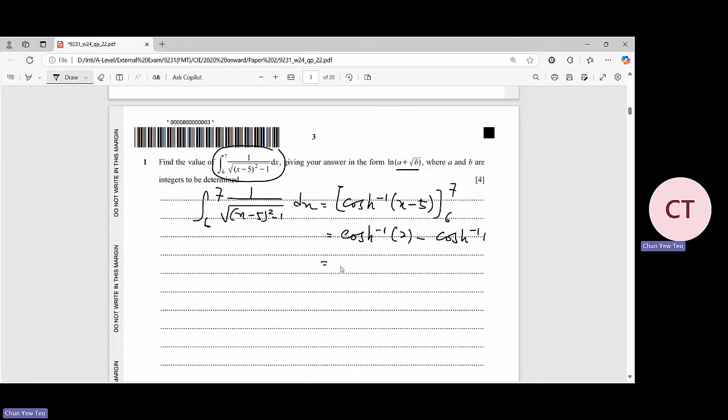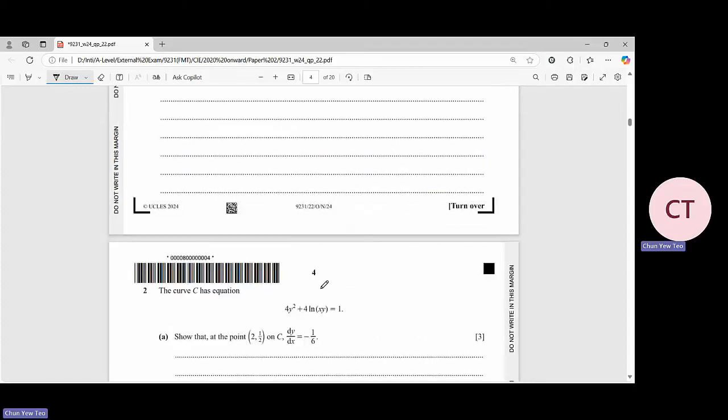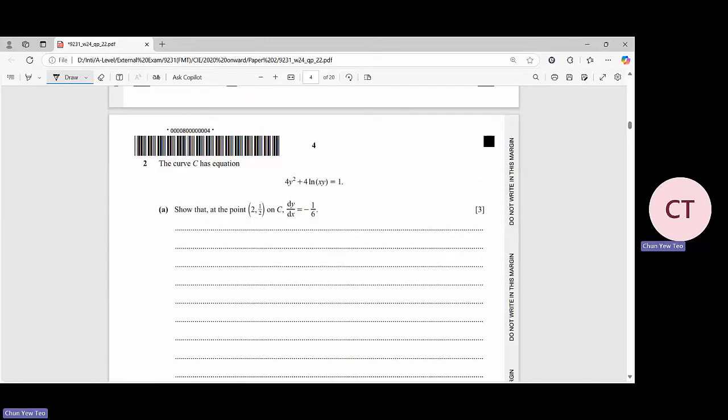If you apply the natural log form of the inverse hyperbolic function, which you can also find in the formula booklet, you will get ln of 2 plus root 3 minus ln of 1. ln 1 is 0, so therefore your answer will be ln of 2 plus root 3. Done. This is the answer for question number 1. Okay, now we move on to question number 2.